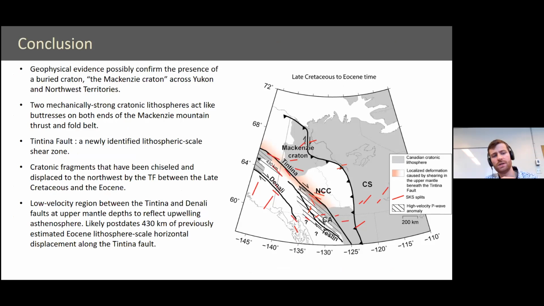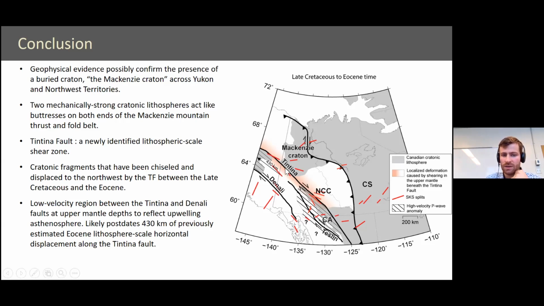So in conclusion, we saw that we have geophysical evidence that possibly confirms the presence of a buried craton, the Mackenzie Craton, across Yukon and Northwest Territories, which is the extent of the North American Craton into the Cordillera. We have two mechanically strong cratonic lithospheres that act like trusses on both ends of the Mackenzie Mountains fold-and-thrust belt, so that's this part of the Cordillera deformation front again.